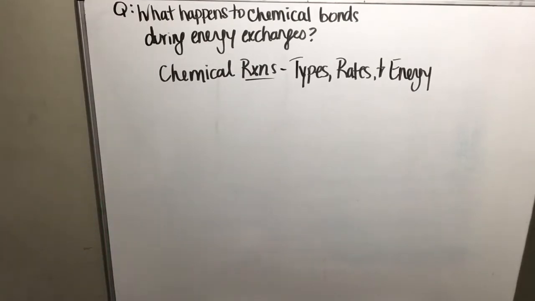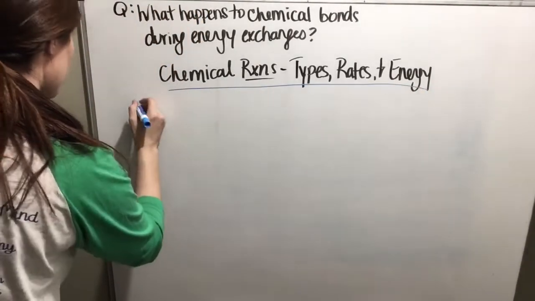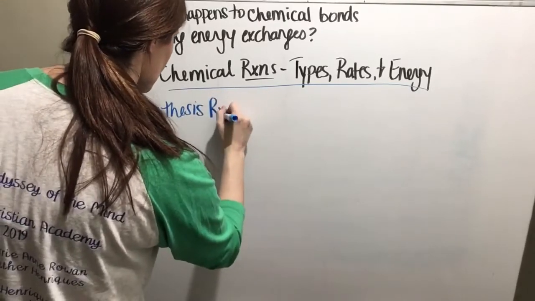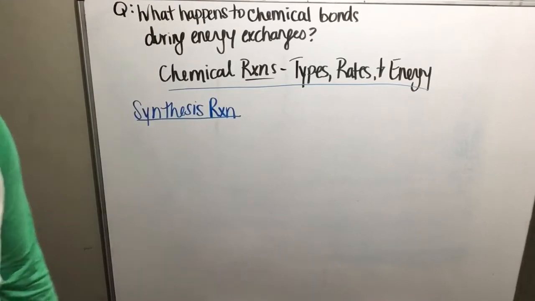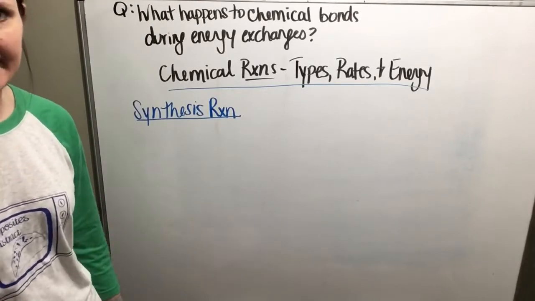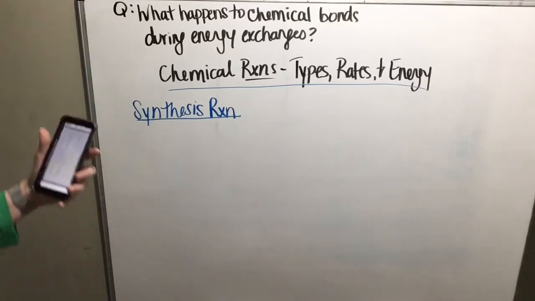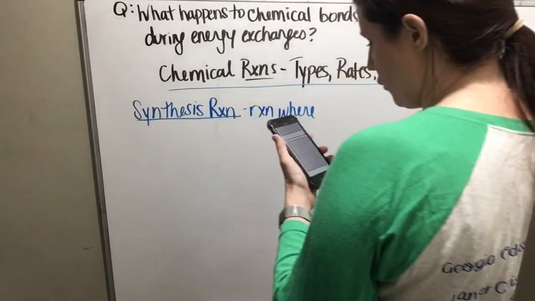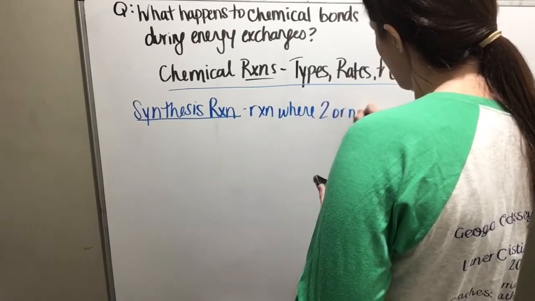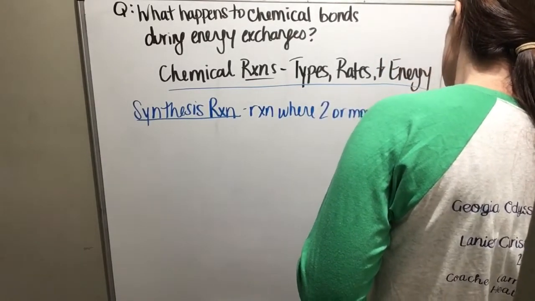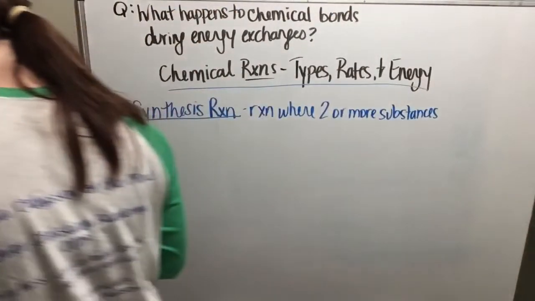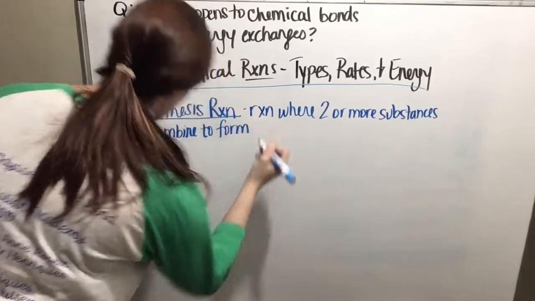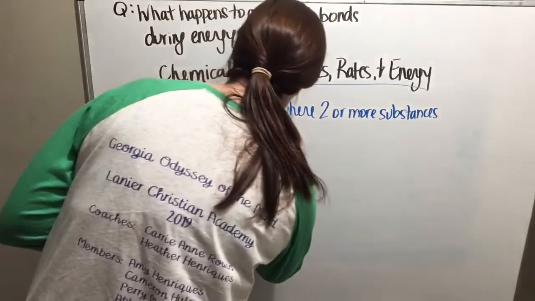All right, so the first type of reaction, so this is your heading. Your first type of reaction is a synthesis reaction. Synthesis means to make, to synthesize, think to make, to build, to put together when you synthesize something. So this is a reaction where two or more substances combine to form another substance.